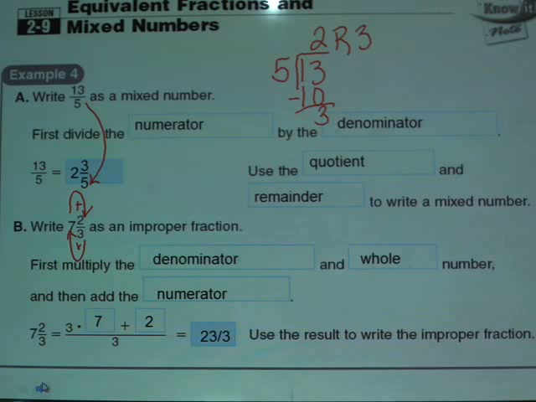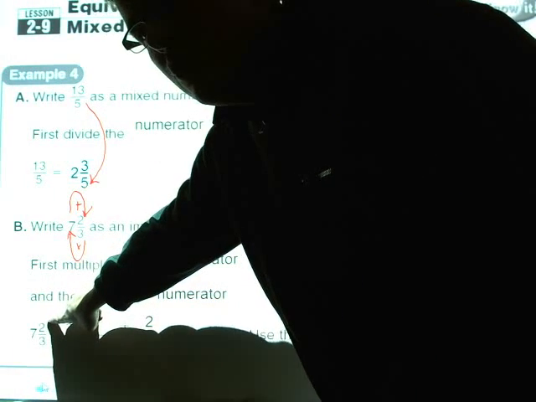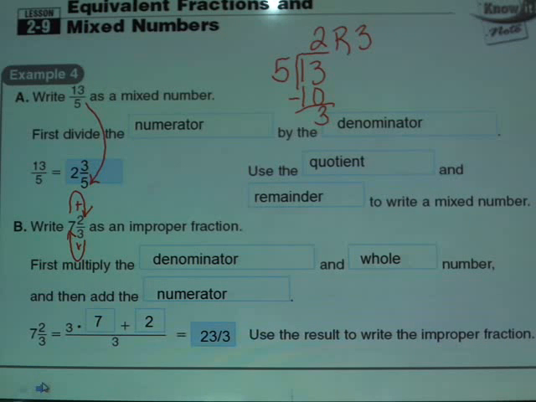So not only did we come up with the answer, but we checked our work by reversing it based on what we saw in B. And of course, we could reverse B. Do 3 into 23. 3 into 23 goes 7 times with a remainder of 2. 7 in the front. The remainder goes in the numerator, 2. 3 stays in the denominator: 7 2/3.